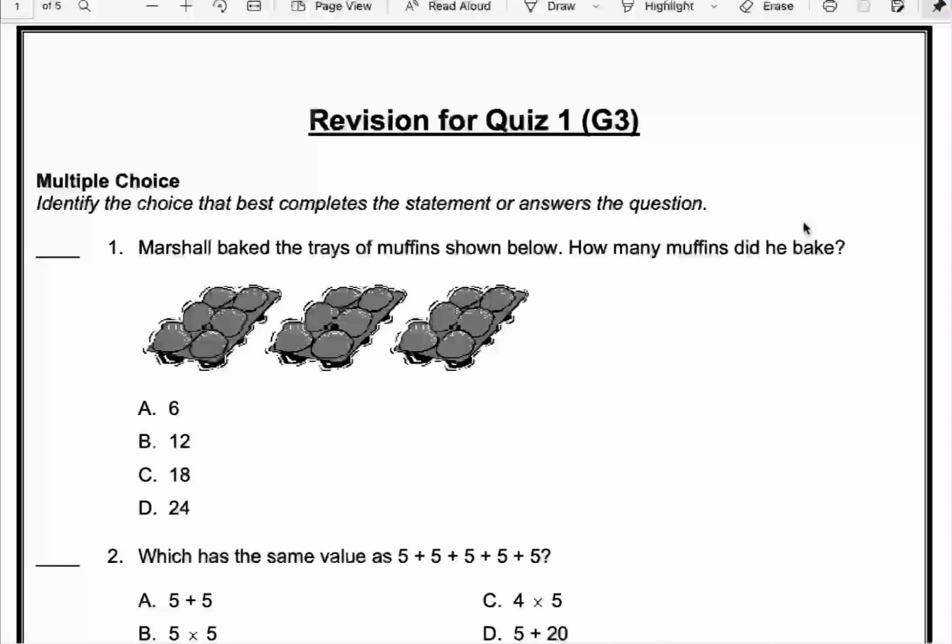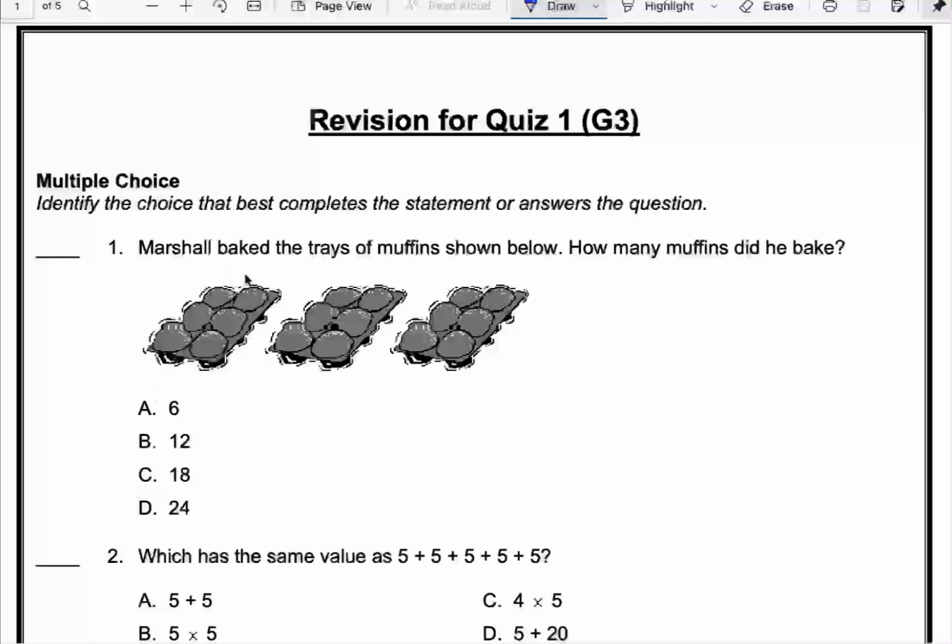Ahmed Anwar. Teacher, wait for me. Yes, teacher. Go ahead, Ahmed. Marshall baked the trays of muffins shown below. How many muffins did he bake? How many muffins in each tray? 18. Okay, excellent. The total is 18.